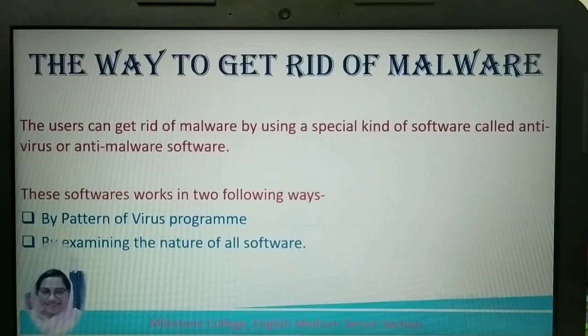Sometimes maybe you have observed that when you want to install a program, your antivirus software does not allow you to install that software. You have observed that, isn't it? That is because that software's nature is not known to it. That's why the antivirus program thinks this is malware or a computer virus. So in this way they work. So how does anti-malware work? By pattern and by examining the nature. Mostly the pattern method is accepted by all, as it is easier and more comfortable to use.